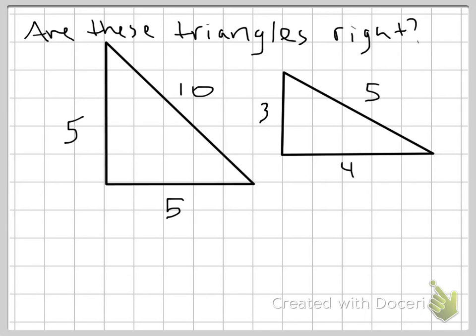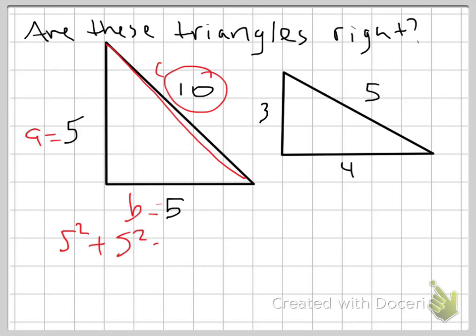Let's look at this first triangle on the left. Now in this case we know that our C, our hypotenuse, must be the longest side. Our largest value is 10. So that means my A and my B are going to be 5 and my C is 10. So let's plug that in. I have A squared plus B squared equals C squared.